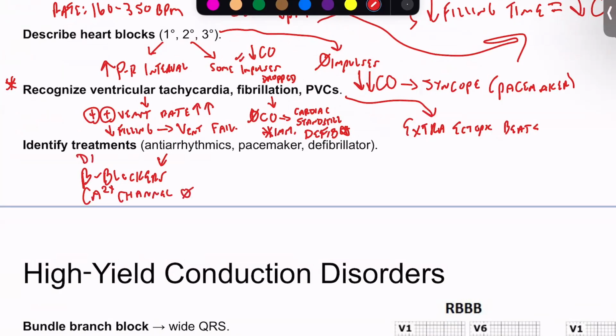The other one we had was digoxin. So what we do is we use these to slow the heart rate, improve conduction, and then you want to suppress those ectopic occurrences.